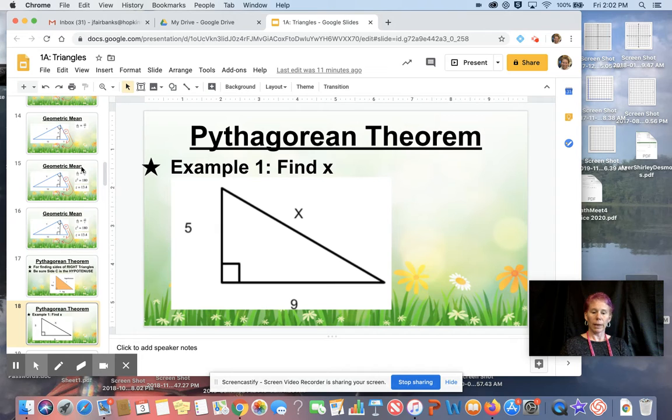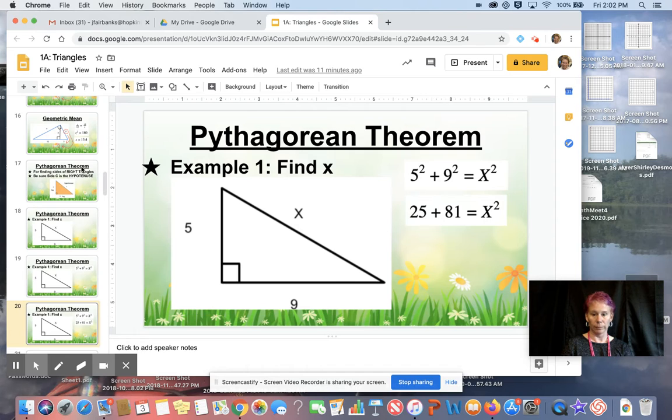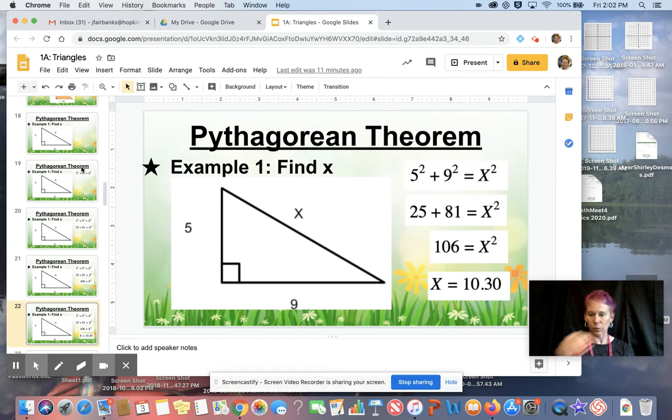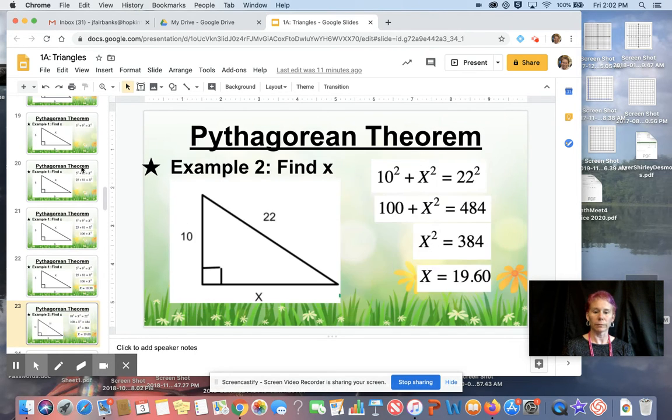In this example, my legs are 5 and 9, and I'm trying to find my hypotenuse. So I have 5 squared plus 9 squared equals x squared. Square those, and I get 25 plus 81 equals x squared. X squared is now 106. And again, we're just going to hit the calculator button. I rounded to 2 decimal places and got 10.30.